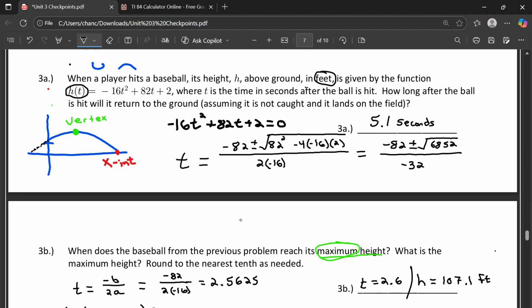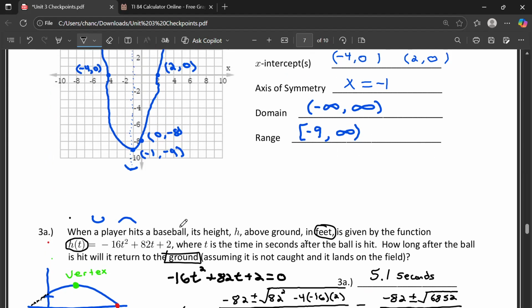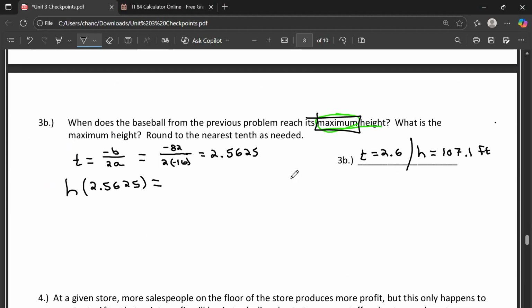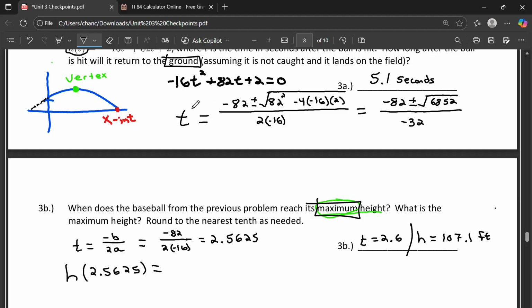So some key words. If you're hitting the ground, that means x-intercept. If you're looking for a maximum, finding a maximum or a minimum is going to be finding a vertex, which is most likely going to be the negative b over 2a formula rather than what we did on 1a, where it was already in vertex form and we can just read it out. Most likely going to be negative b over 2a. But yeah, there you go. That's how you can find an x-intercept from a word problem and a vertex from a word problem.